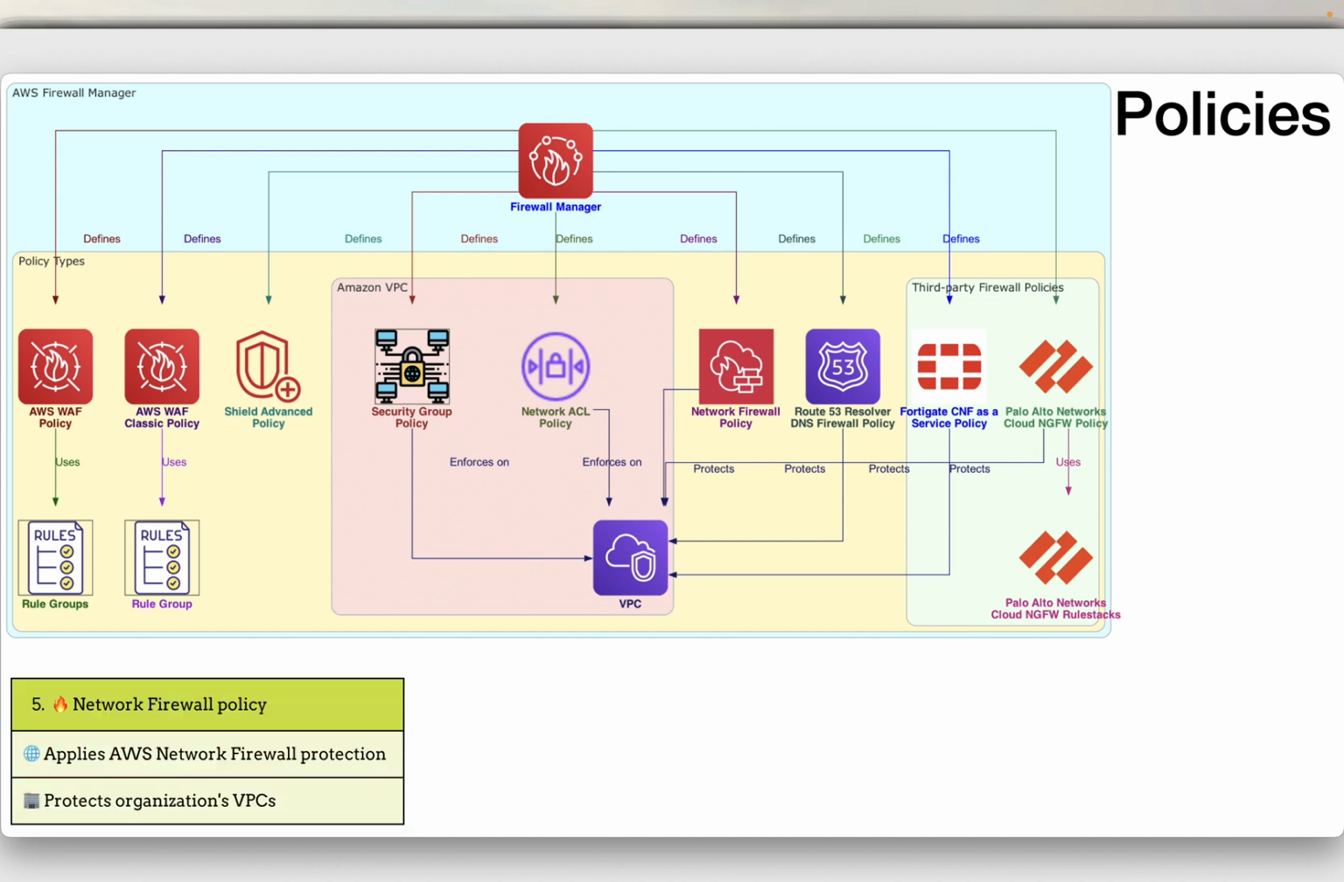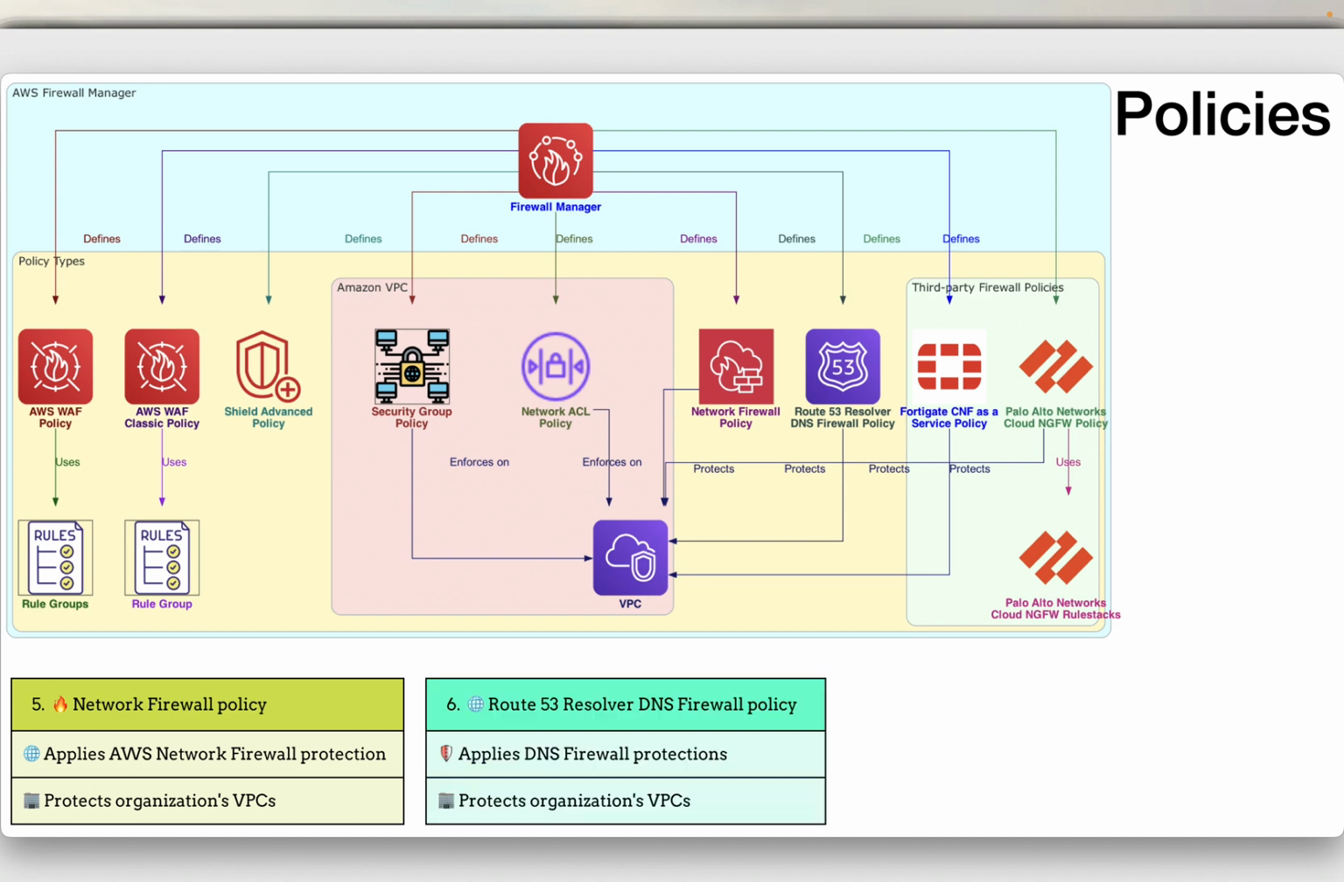Fifth one is the Network Firewall policy. This policy type applies AWS Network Firewall protection to your organization's VPCs. So AWS Network Firewall is a different service altogether, but Firewall Manager manages Network Firewall policies also. Sixth one, the Amazon Route 53 Resolver DNS Firewall policy, and this policy applies DNS firewall protections to your organization's VPCs. So Route 53 has its own DNS firewall, so it can manage policy for that product as well.